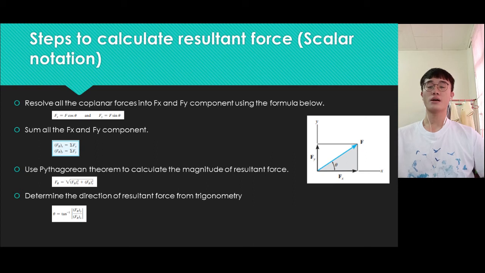Here are some steps for us to calculate the resultant force in scalar notation. The first one, resolve all the coplanar forces into Fx and Fy components using the formula below. Then sum all the Fx and Fy components using this formula. After that, we can use the Pythagoras theorem to calculate the magnitude of the resultant force. And finally, for the direction of the resultant force, we can straightforwardly use trigonometry identities to find it.